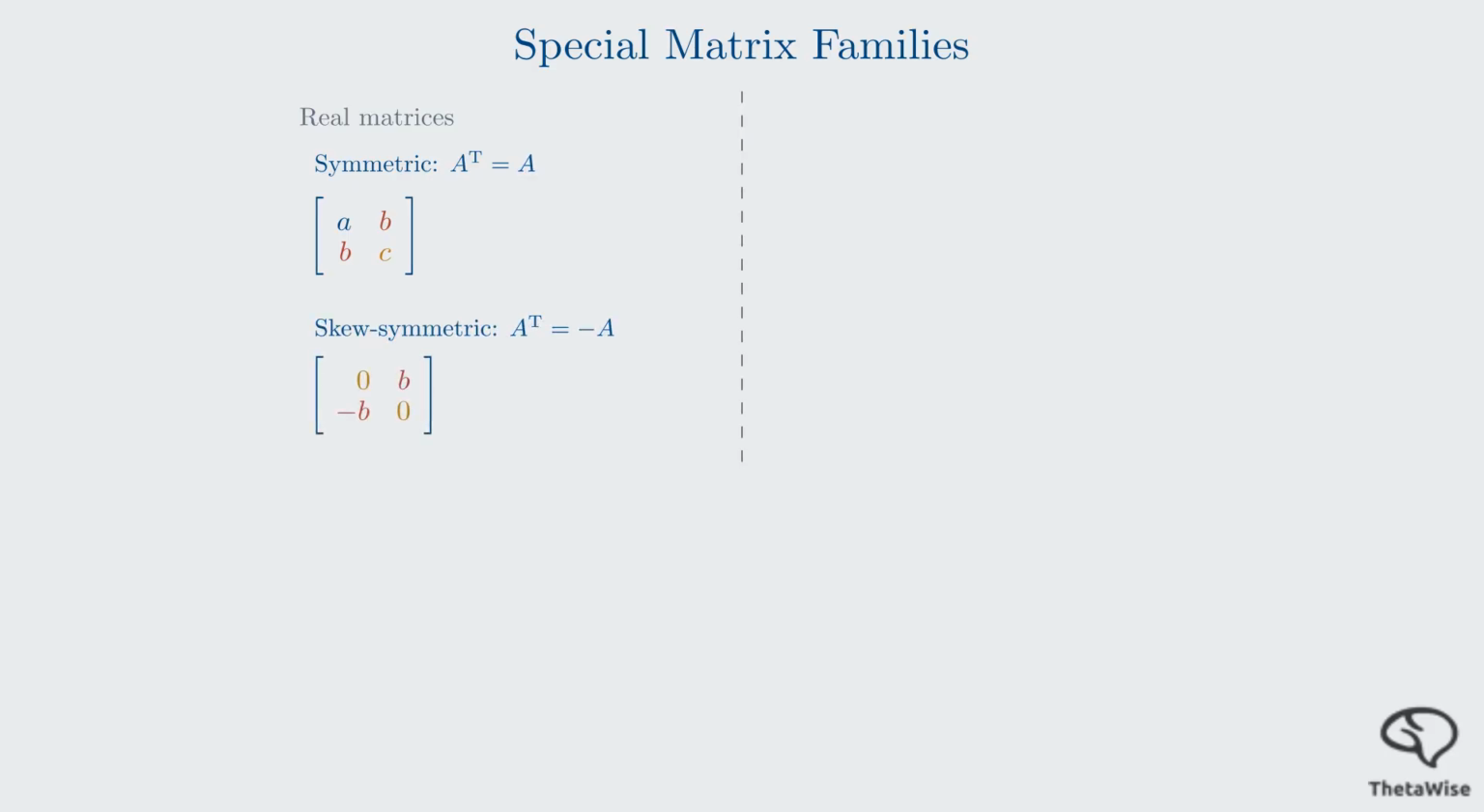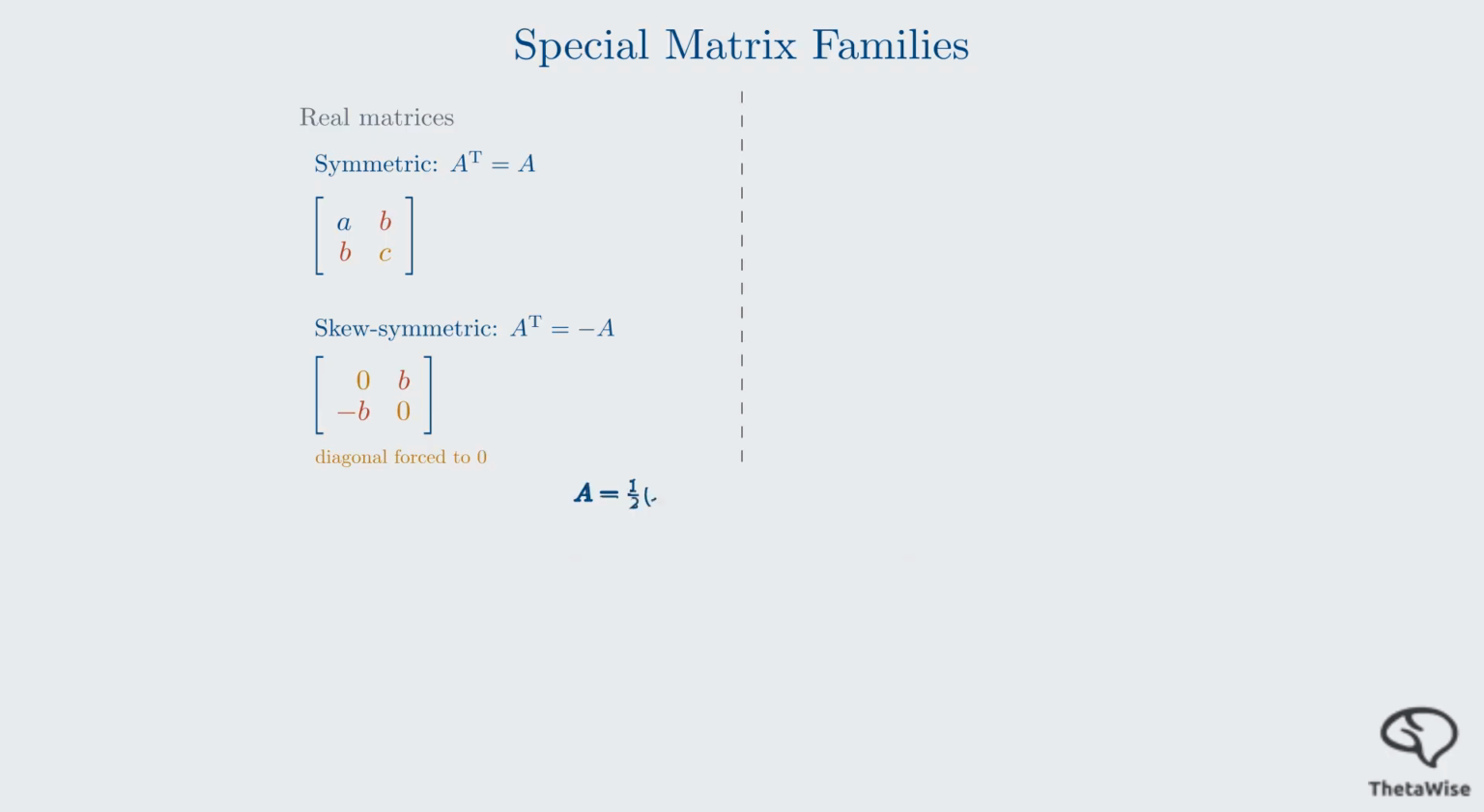Special matrices are defined by how they respond to transpose or conjugate transpose. A symmetric matrix satisfies A transpose equals A, so entries reflected across the diagonal match. A skew-symmetric matrix satisfies A transpose equals negative A. That forces every diagonal entry to be 0, because an entry would have to equal its own negative.